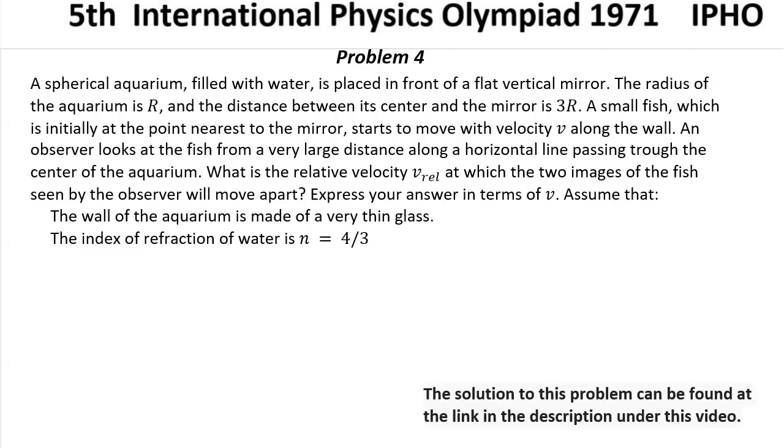What is the relative velocity v real at which the two images of the fish seen by the observer will move apart? Express your answer in terms of v. Assume that the wall of the aquarium is made of very thin glass. The index of refraction of water is n equal 4/3.